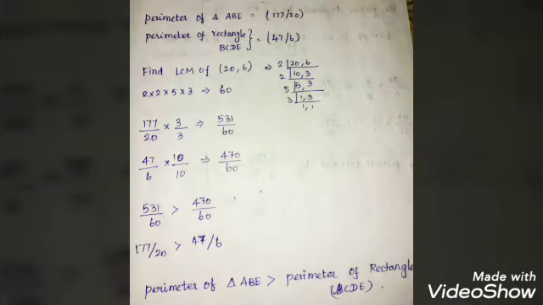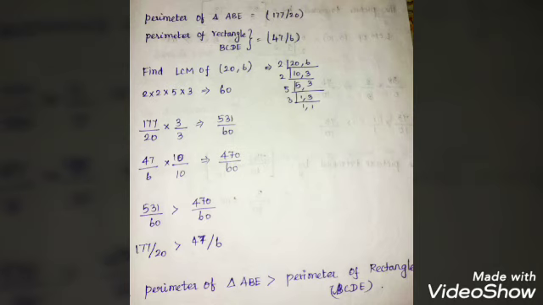Now we have to compare. For comparing, first we look at the denominators. The denominators are different. To make the denominators the same, what do we have to do? Take the LCM. The LCM of 20 and 6 gives you 60. Now change the denominators to be equal. 177 by 20 into 3 by 3, because 20 into 3 gives you 60. Next, 47 by 6 into 10 by 10, because 6 into 10 gives you 60. So 531 by 60 is greater than 470 by 60. What is the original value? 531 by 60 means 177 by 20 is greater than 47 by 6.